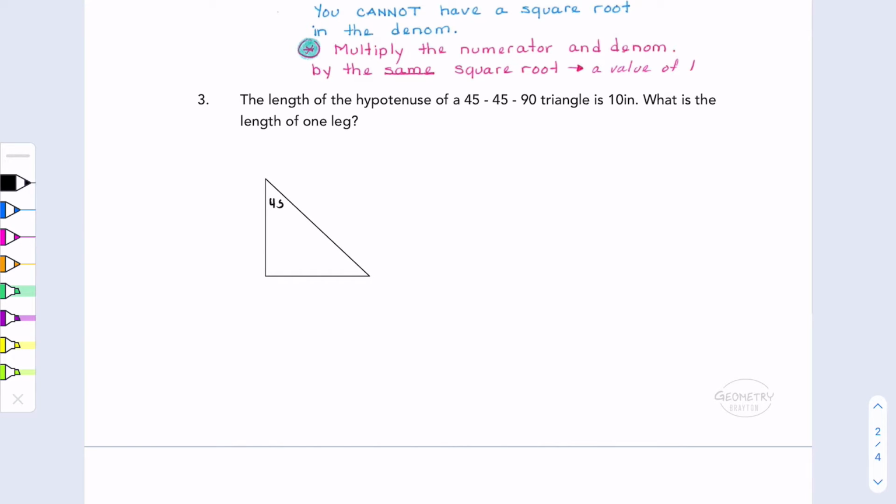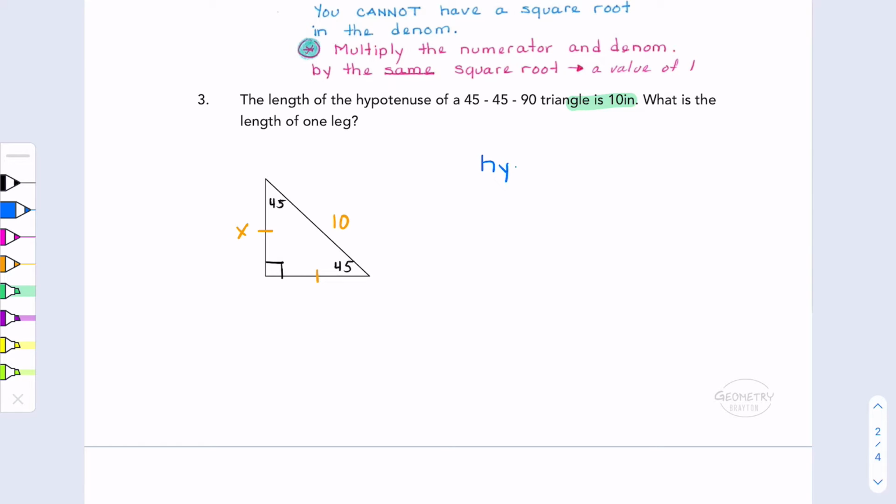You have two angles that measure 45 degrees. You have one angle that measures 90 degrees. This is telling us that the length of the hypotenuse is 10 inches. And it's asking us to find the length of one leg. It doesn't matter which leg you pick because both legs are equal, or they are congruent to one another.